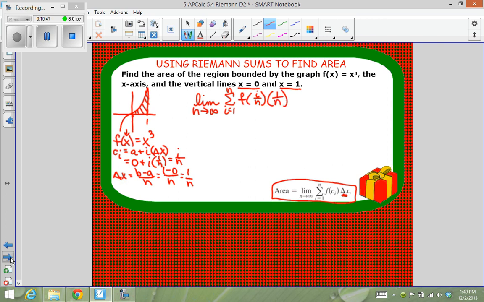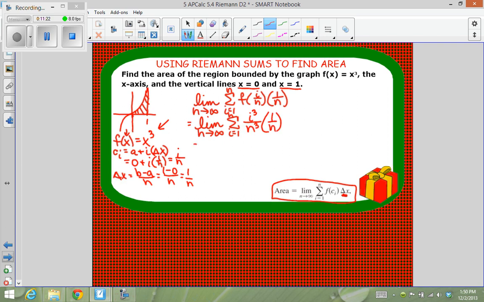Okay, now then the f at I over n, I got to come back and plug that into my function that's right here. So this becomes limit as n goes to infinity of... I don't want to confuse you yet. Let me plug it in first. The sum from I equals 1 to n of, and instead of f at I sub n, I'm going to plug it in now. So that gives me I cubed over n cubed times 1 over n.